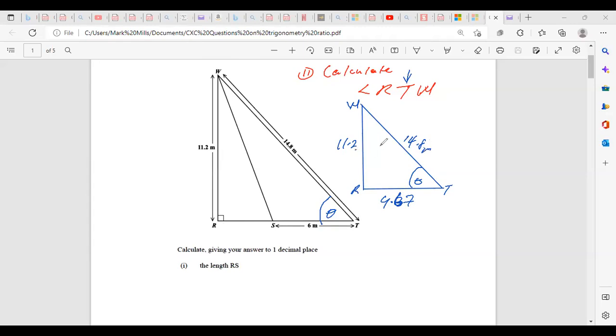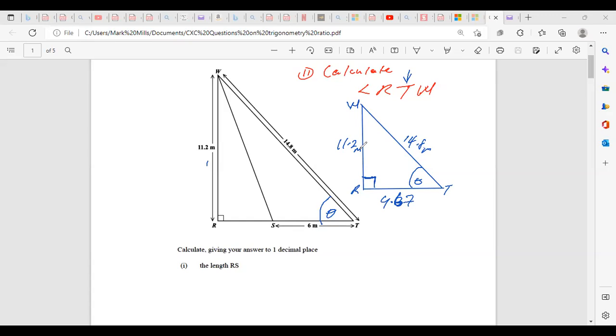Now, basically we have all the three sides. Do you realize that? If you have all the three sides and want to find the angle, that means you have the choice to use any formula you want. Somebody can use sine, somebody can use cosine, somebody can use tangent, and everybody will get similar answers, right?